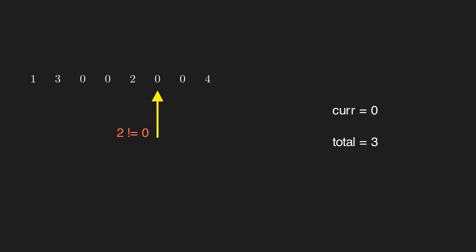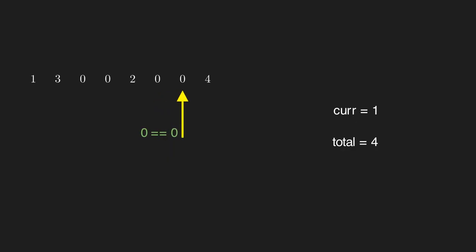At index 5, we see a 0 again. This starts a new block. The condition number equals 0 is true, so we increment current_zeros from 0 to 1. Then, we add this one to total_subarrays. Total_subarrays becomes 3 plus 1, resulting in 4. We have just counted the single element subarray containing the 0 at index 5.